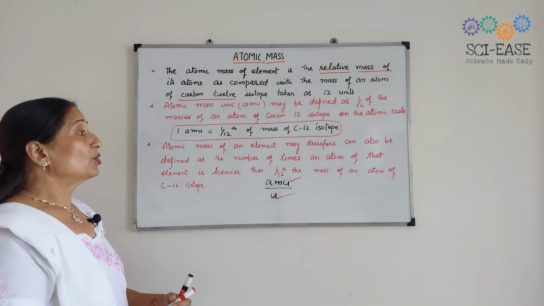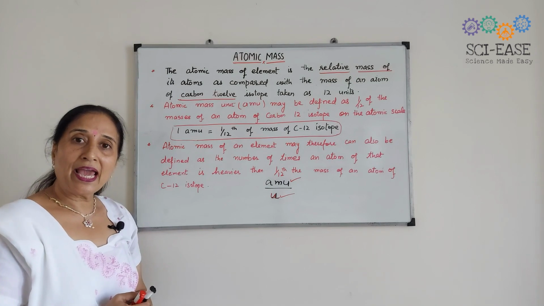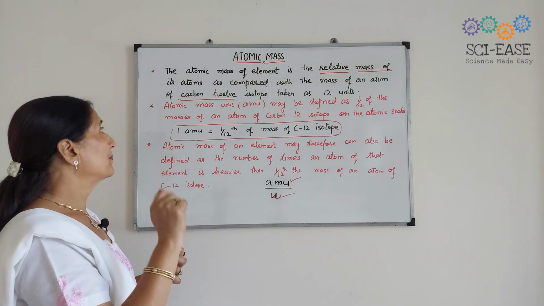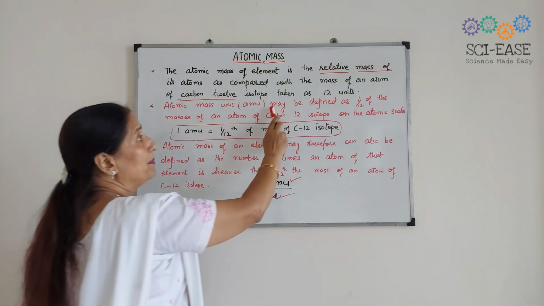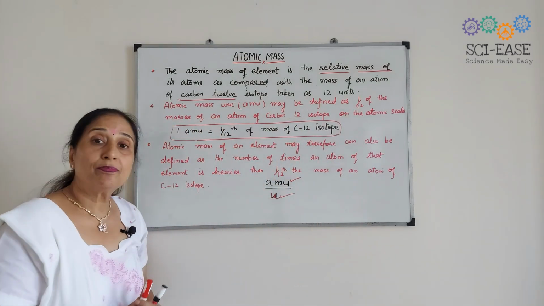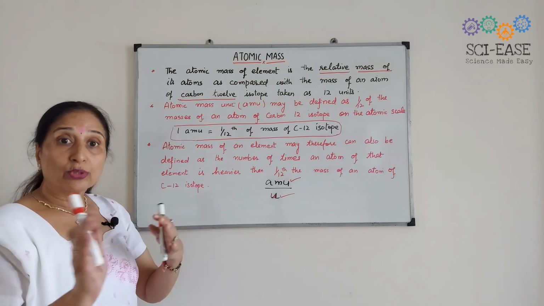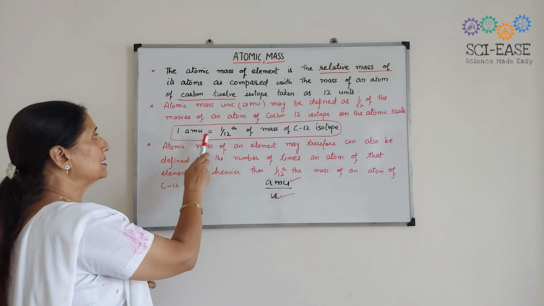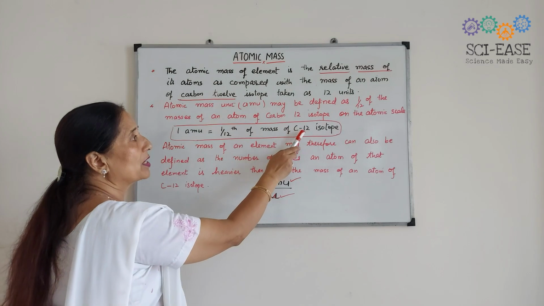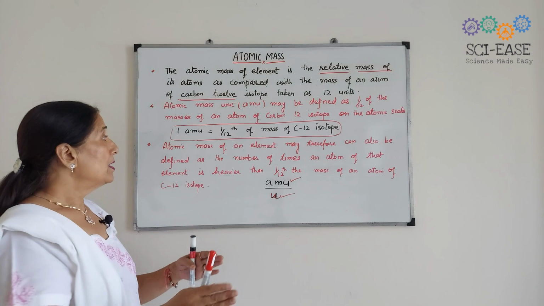I have told you that the unit for atomic mass is AMU. What is 1 AMU? Atomic mass unit may be defined as 1/12 of the mass of an atom of carbon-12 isotope on the atomic scale. So the relationship is that 1 AMU is equal to 1/12 of the mass of a carbon-12 atom. This you should remember.